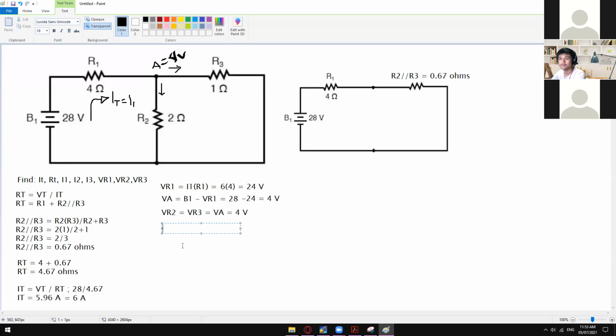Okay, all right, so are we clear for the VR2 and VR3?